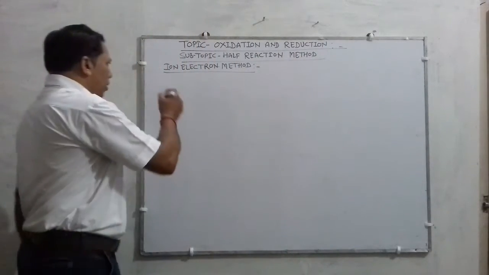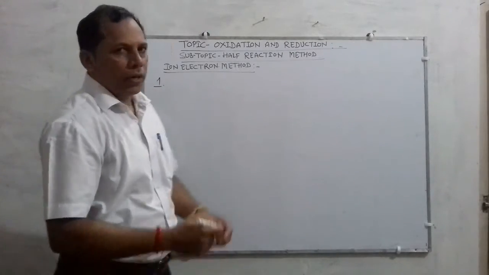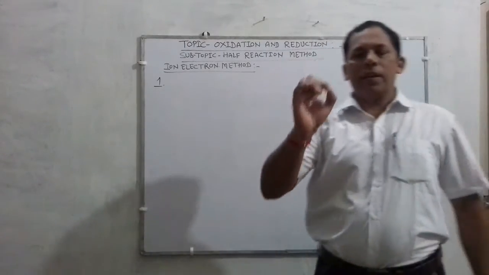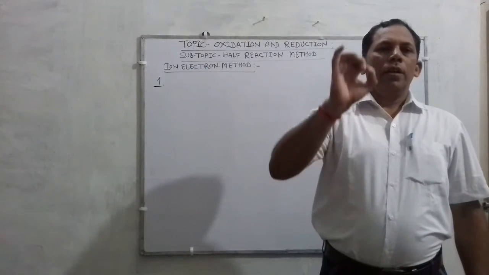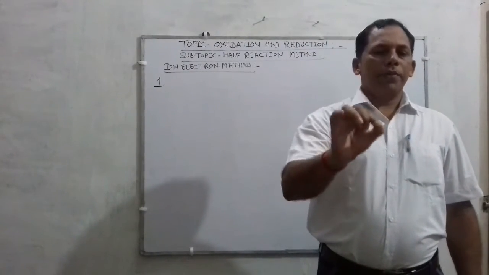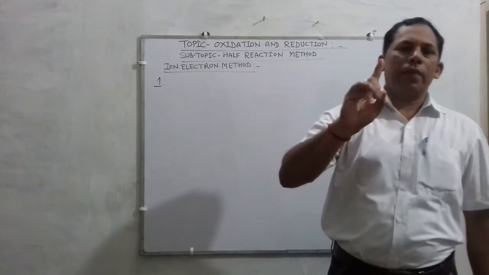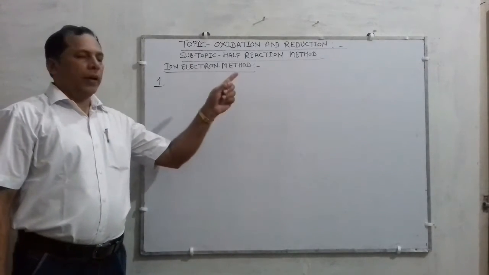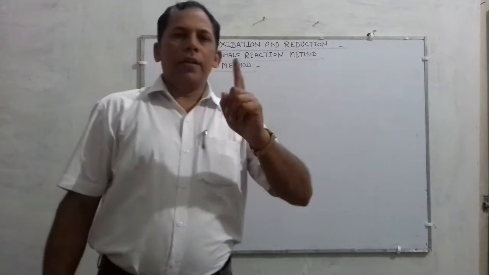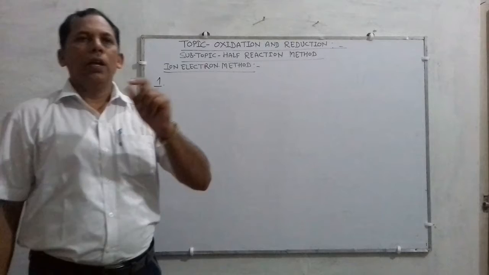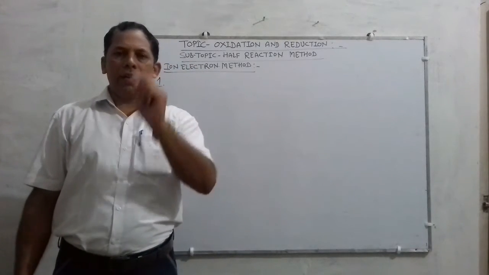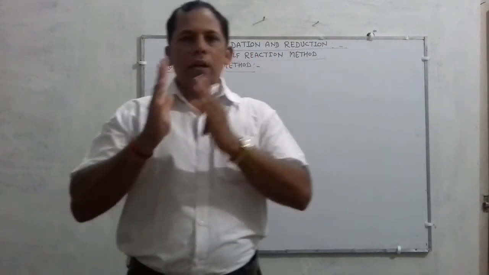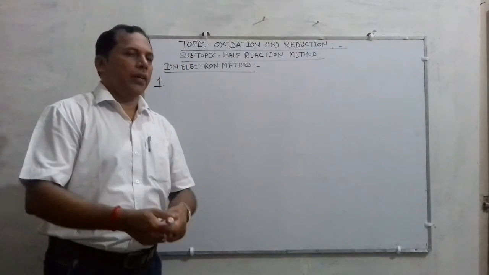Listen sincerely. According to the first rule, first of all, the given chemical reaction is divided into two half reactions on the basis of oxidation and reduction, in which one half reaction is said to be the oxidation half reaction and the other half reaction is said to be the reduction half reaction.